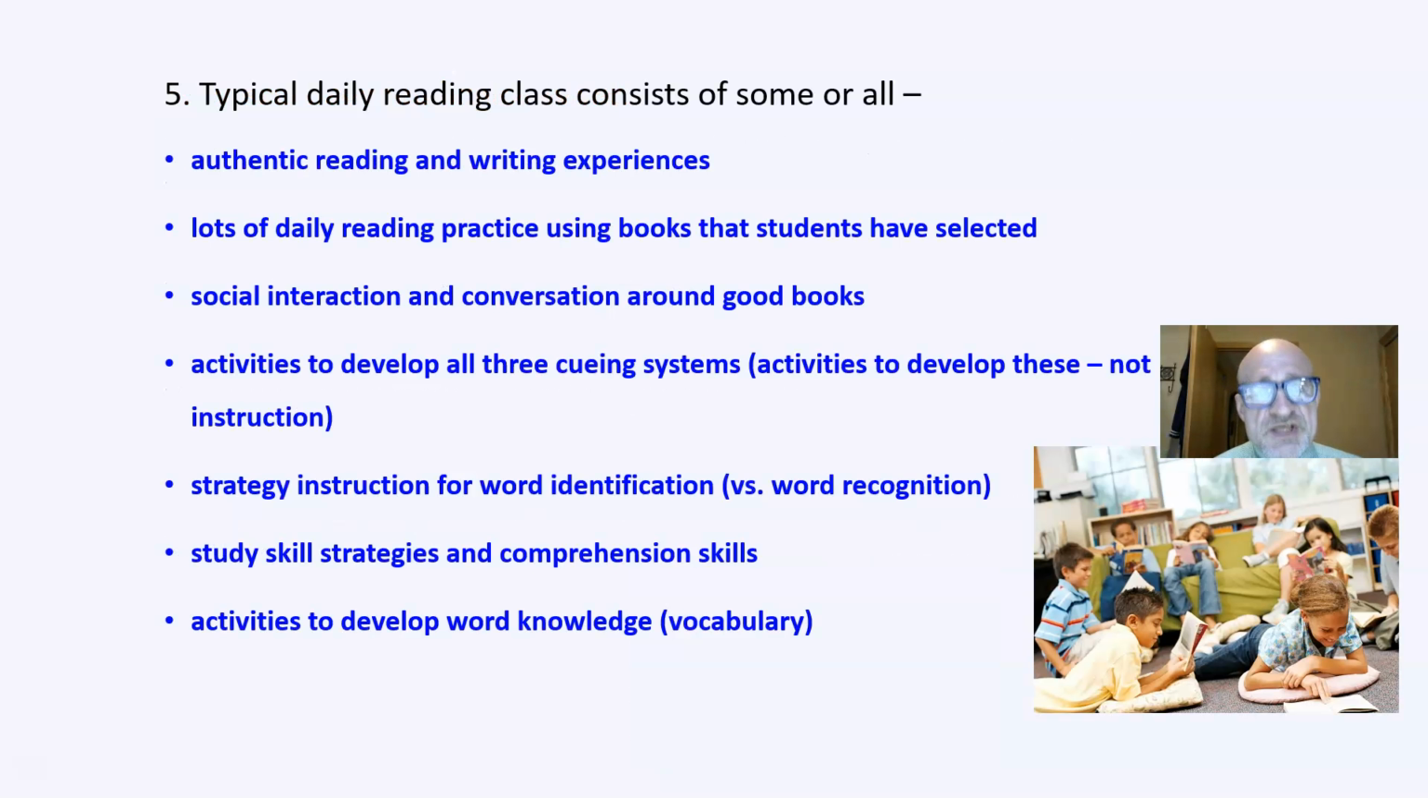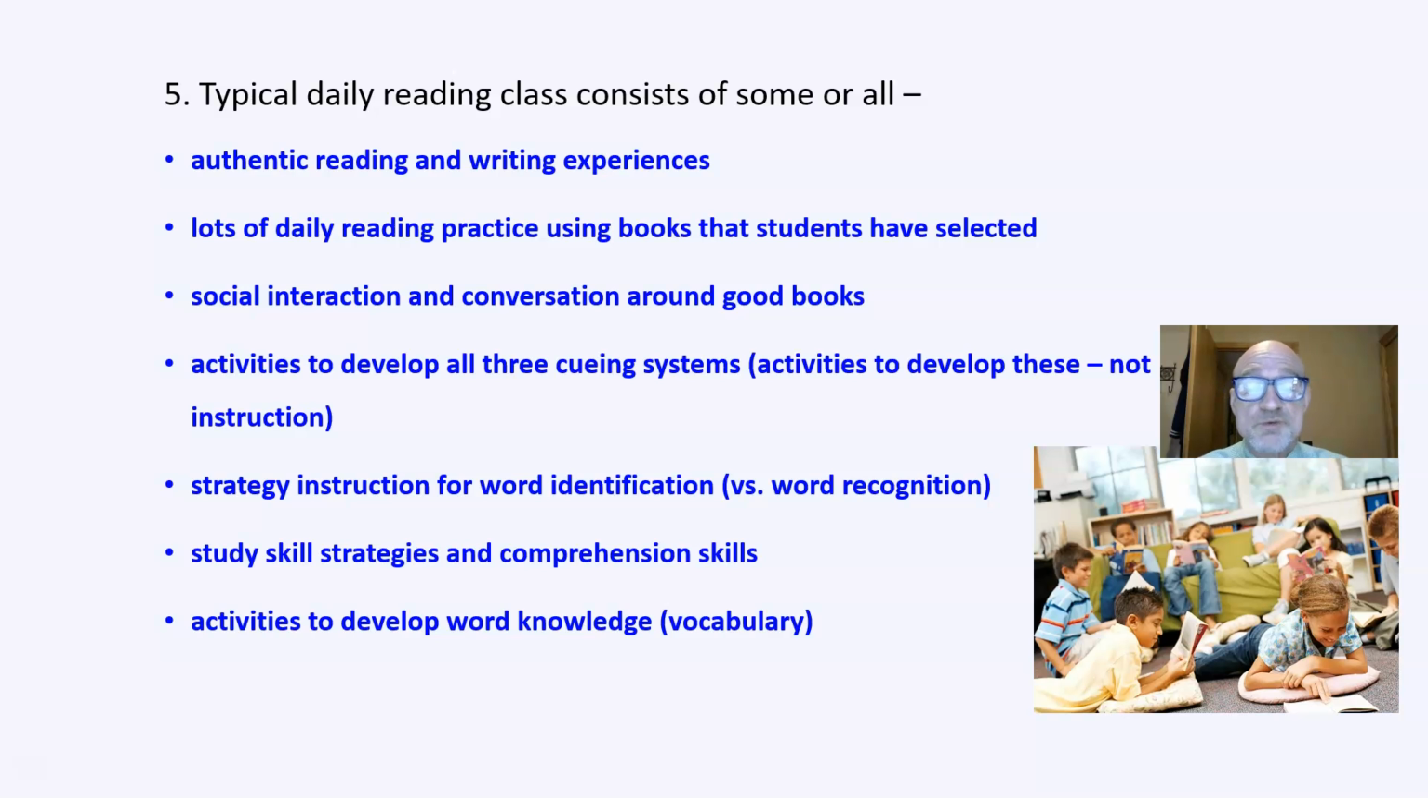Now, the typical daily reading class consists of some or all of this. Not simply direct instruction, but authentic reading and writing experiences, reading for real purposes, writing students' thoughts and ideas, lots of daily reading practice, books that they have selected. You create social interaction and conversations around good books. This is how literacy develops. You have activities to develop all 3 cueing systems. These are not instruction. Here, they're activities to develop the neural pathways used to recognize words.